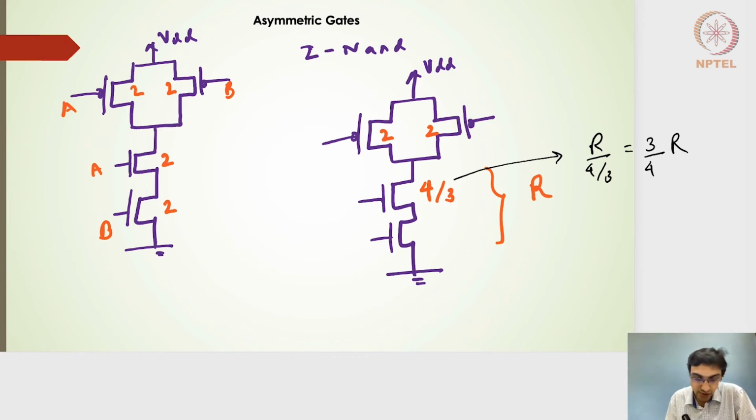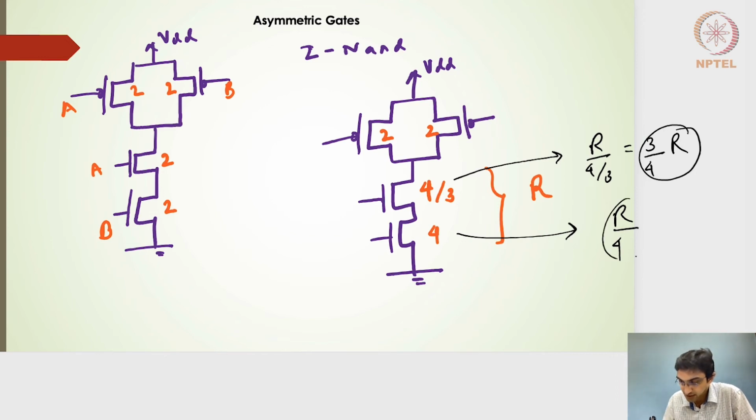Okay. And if I choose a width of 4 here, this one will give me a switching resistance of R by 4. The sum of this switching resistance and this switching resistance will give me the switching resistance of R, which is what we want when we want to compare the logical efforts or the parasitics, or when we want to estimate the logical effort or the parasitics with respect to the 2:1 inverter.